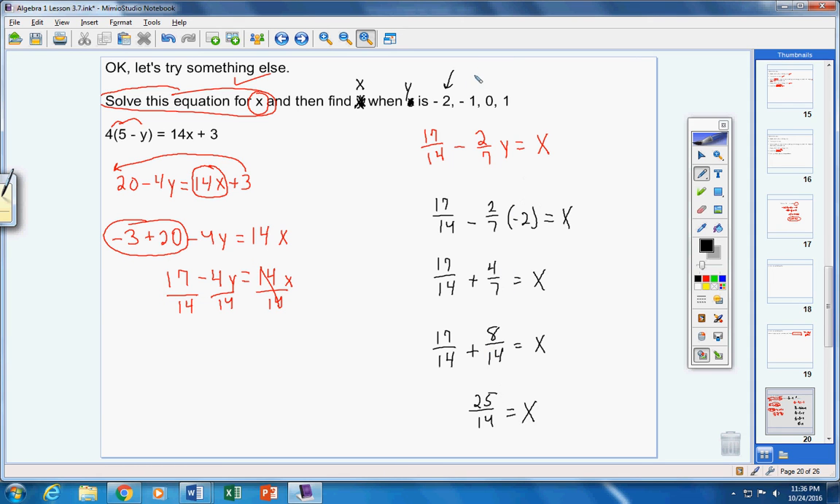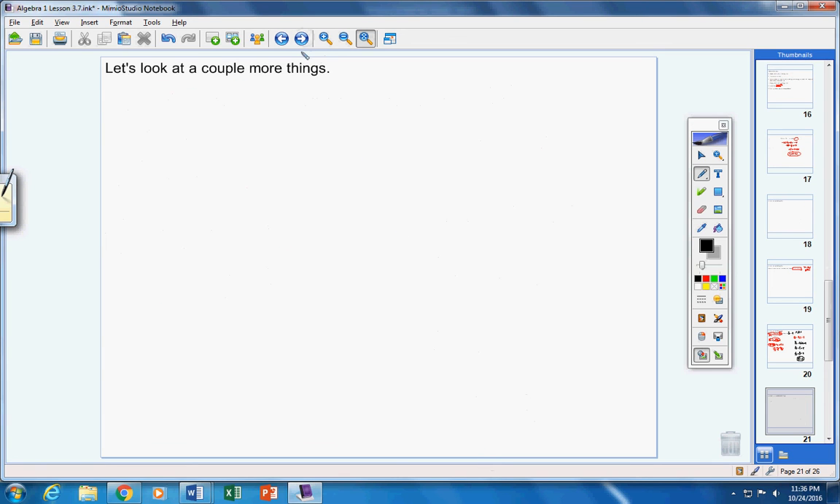So then they would want you to do that for every single, no, we're not going to do that for all three, it takes too much time, but you get the point, okay? So you first solve the equation for x, and then put these numbers in one at a time and get out 4 different answers, okay? Alright, now, let's look at a couple more things and we're finally done.